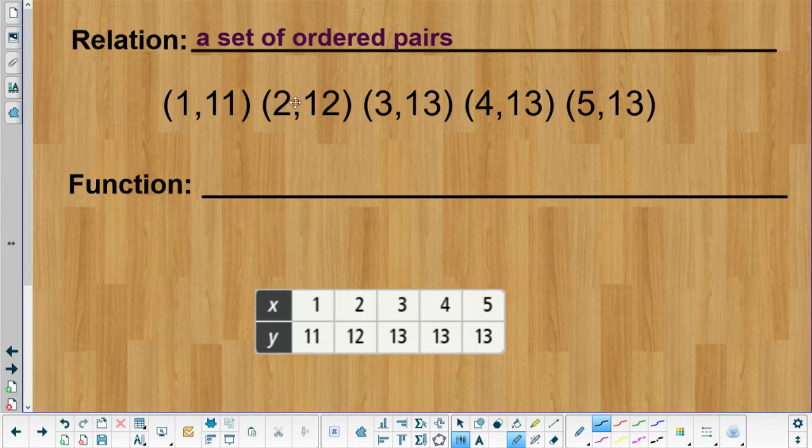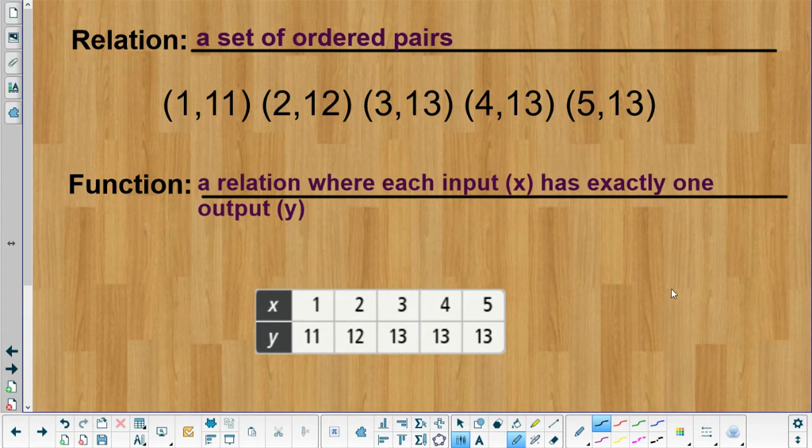So this is an example. These ordered pairs here are an example of a relation. They show the relationship between the x variables and the y variables. Whereas a function is a relationship where each input or x value has exactly one output. So in our function table here, you see every x has exactly one y.